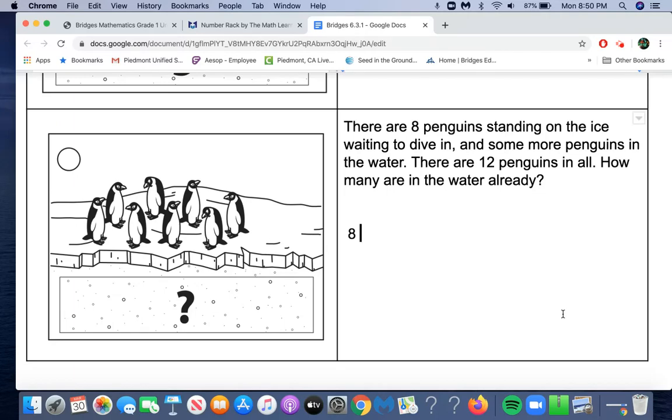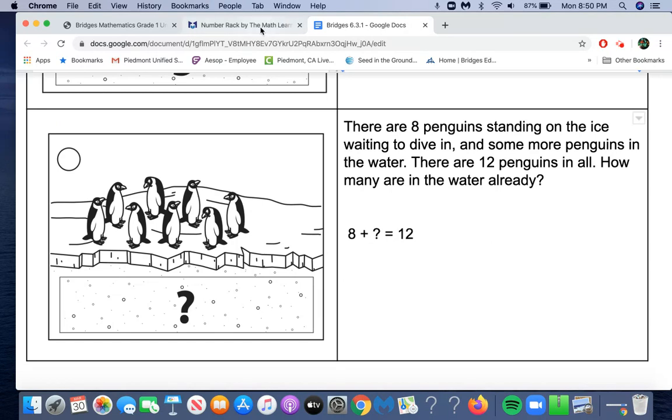And then it says some more penguins in the water. When they say more, I don't think it's a subtraction problem. Do you know how many are in the water? No. So we're going to do a plus. We don't know. We do know that there are 12 altogether.